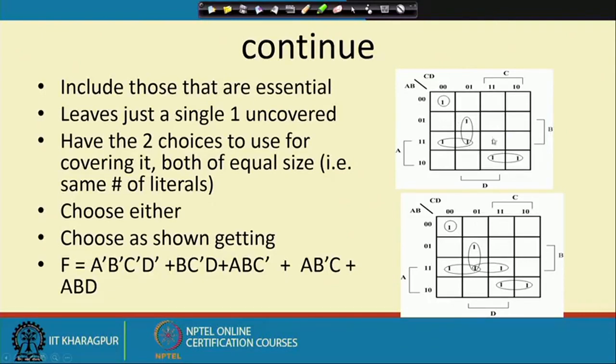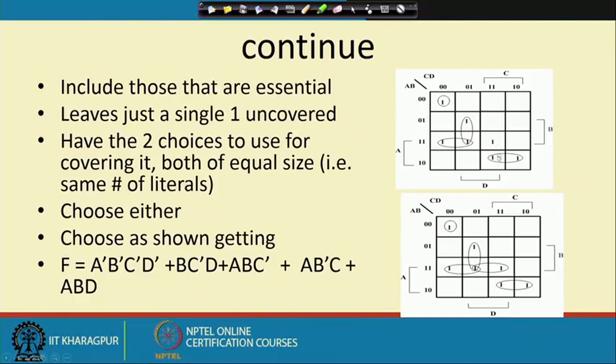But the problem is that after taking the essential one, this one is left and this one is left uncovered. So, in that case we have a choice. We can take, say, either this one or that one. So we have got two choices for covering it, both of equal size. We can check either of them and ultimately come to this representation. So after choosing the essential one, we have to check if some others are still left, and then we can have a choice.